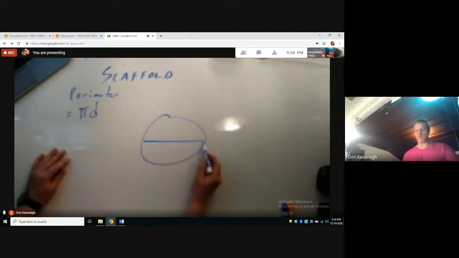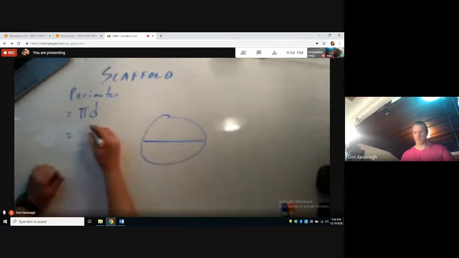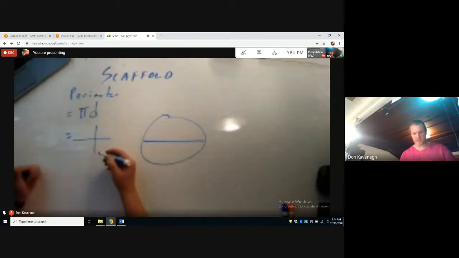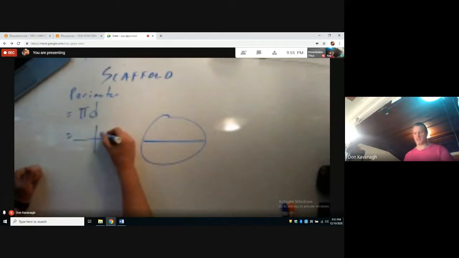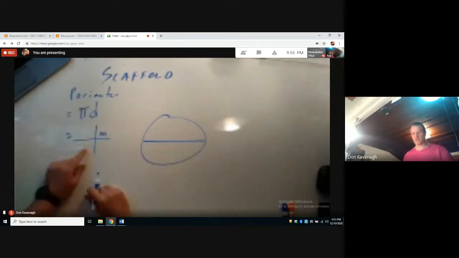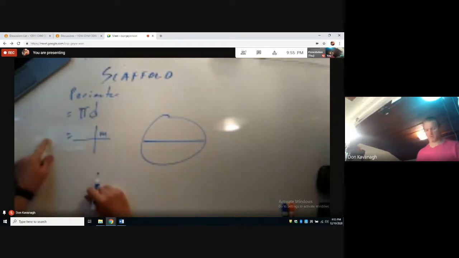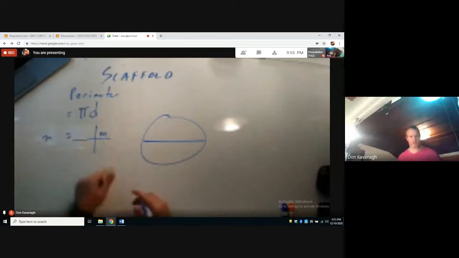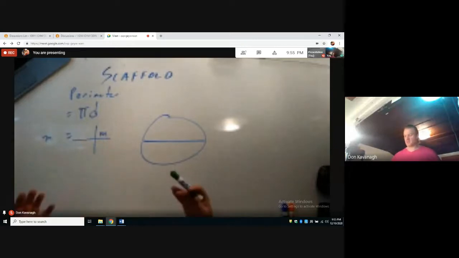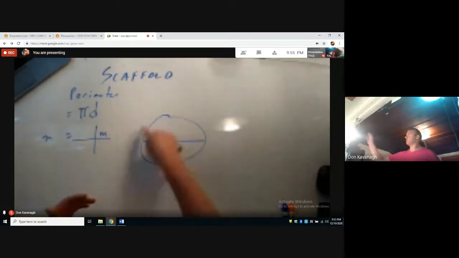So this formula here, when plugged into a scaffold: pi is just a number, doesn't have any units to it. D is a number that has the unit meters. In this little baby scaffold here, the perimeter or circumference of a circle is only in the unit of meters, which makes sense. It's just a length.